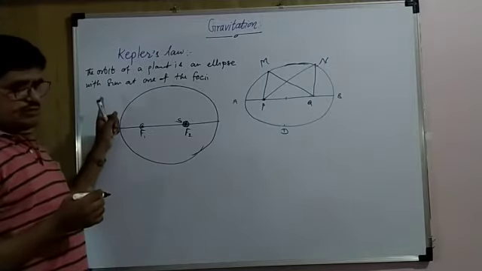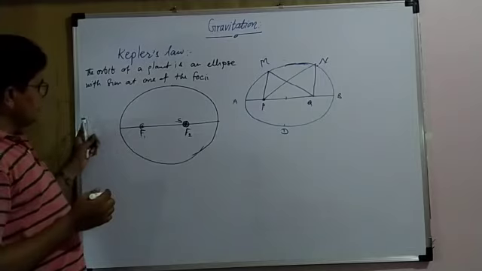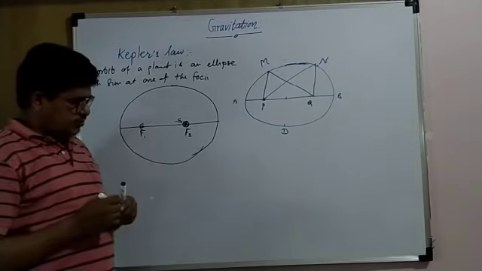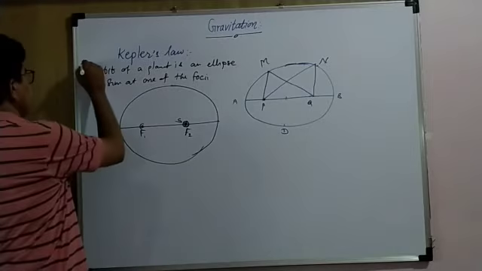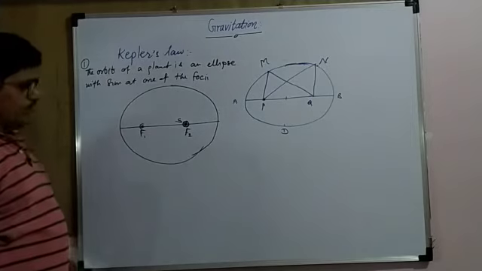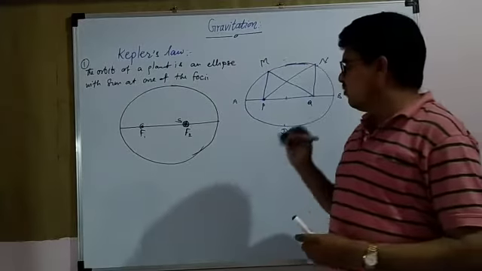Kepler, with the help of observation, considered the position of the sun at one of the foci of the elliptical orbit. This is the first law: the orbit of a planet is an ellipse with the sun at one of the foci.